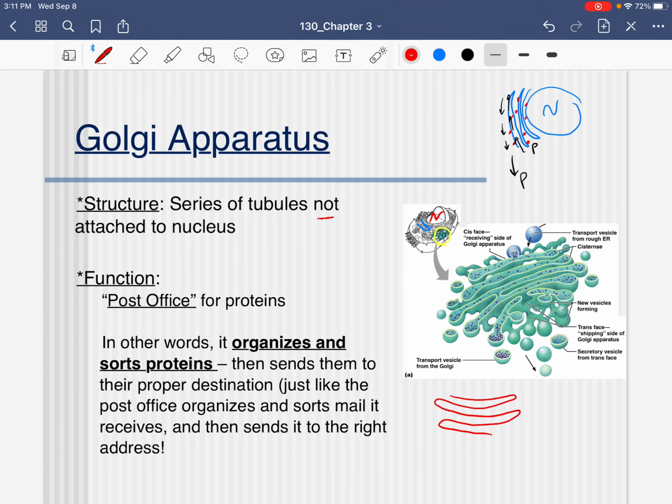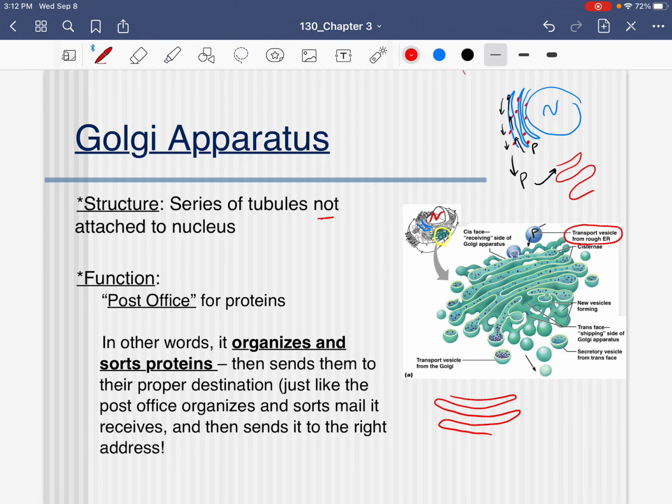Well, where do those proteins go next? Boom, you got it. They go to the Golgi apparatus. So those same proteins that just came from the ER are going to now make their way to the Golgi apparatus. And actually, that's what they're showing you down here. Look, there's a transport vesicle from the rough ER, and inside of that is protein.